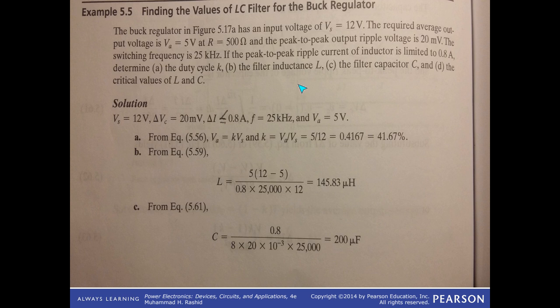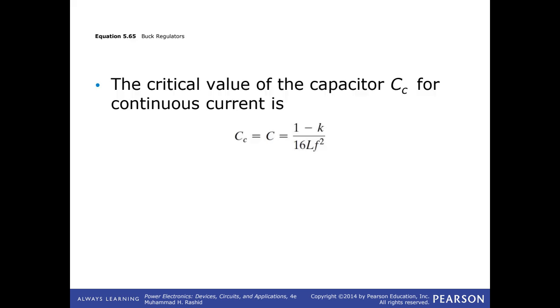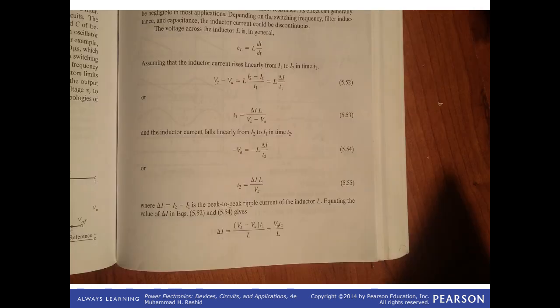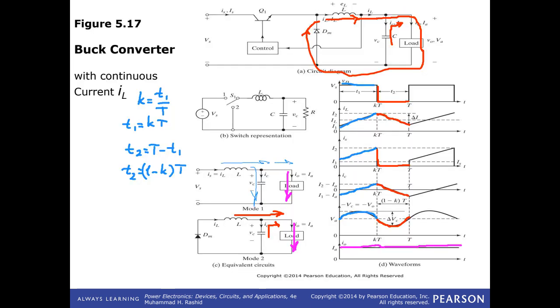However, understanding the problem is halfway to solving the problem. To understand the problem, let's try to understand this problem first. The buck regulator of figure 5.17. 5.17 means that's the one.